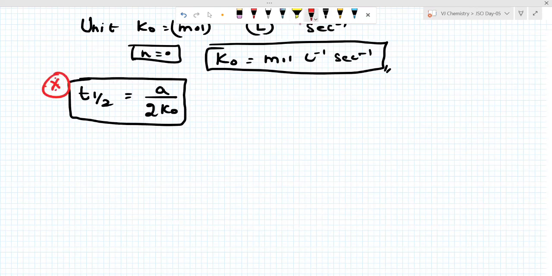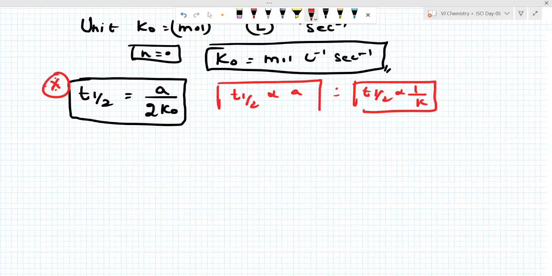Now, in this zero order reaction, the T of is directly proportional to concentration, and similarly, the T of is inversely proportional to rate constant. Because these two points are important. Very important: in a zero order reaction, T of is directly proportional to concentration and inversely proportional to rate constant.